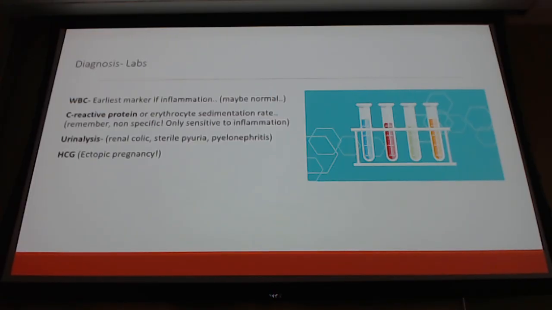Obviously, we want to get a urinalysis to make sure there's not something else going on, a pyelo. Again, we'll see sterile pyuria a lot of times based on the proximity to the appendicitis. And then again, an HCG, we want to make sure that we're not dealing with an ectopic pregnancy.